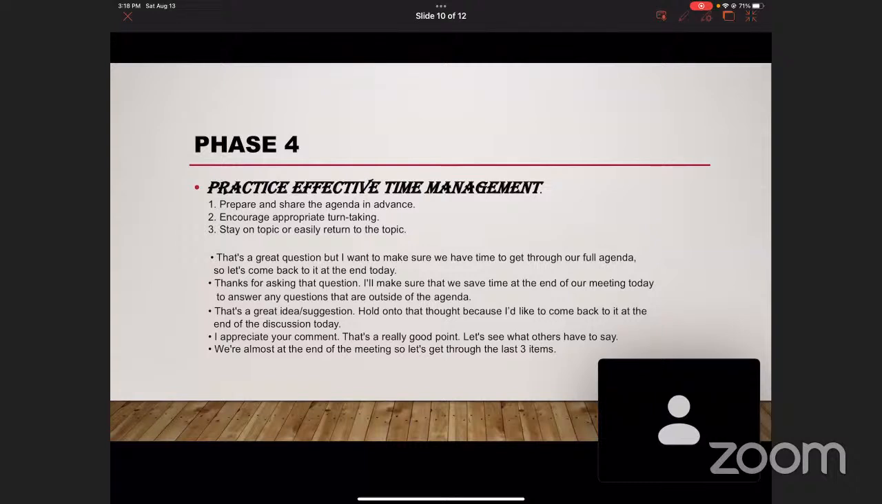And if you know that there is just a little time left and you still have topics you need to discuss in your agenda, you can use this sentence. We are almost at the end of the meeting, so let's get through the last 3 items. This will help the participants to return to focus on your agenda.